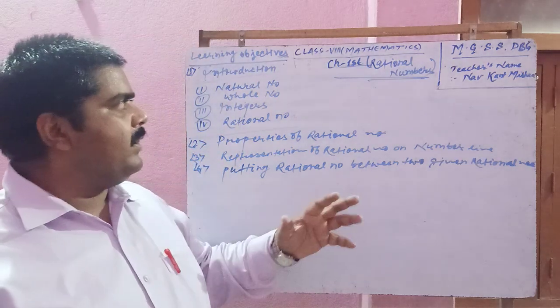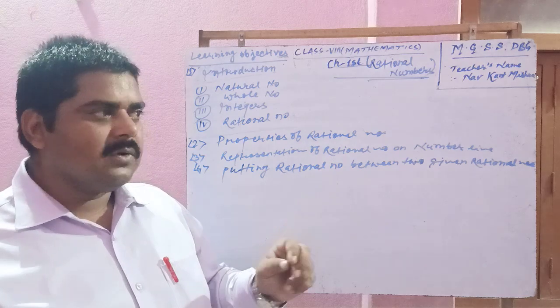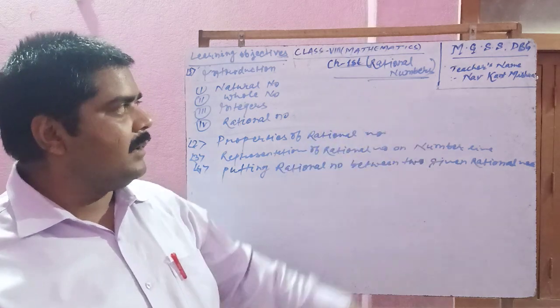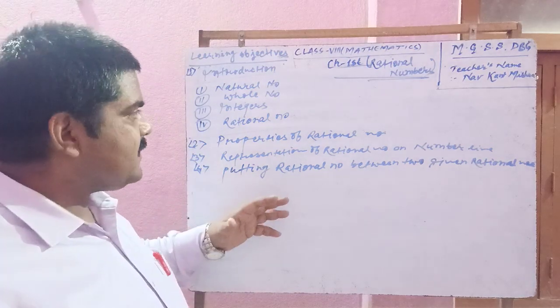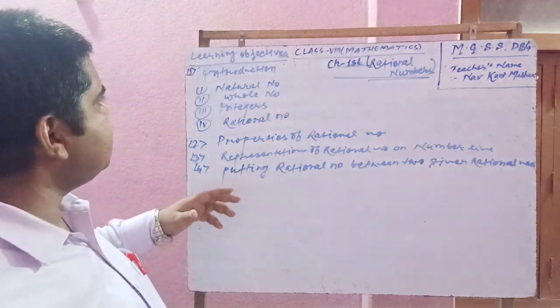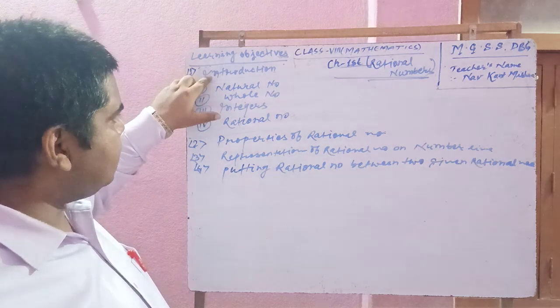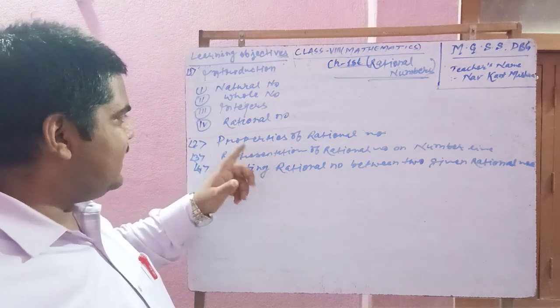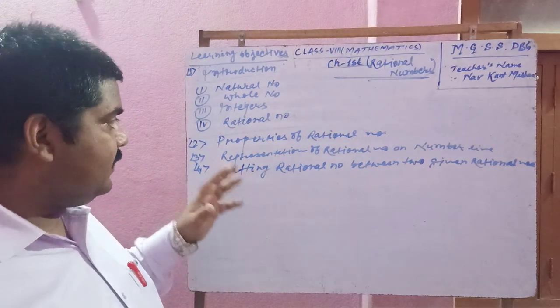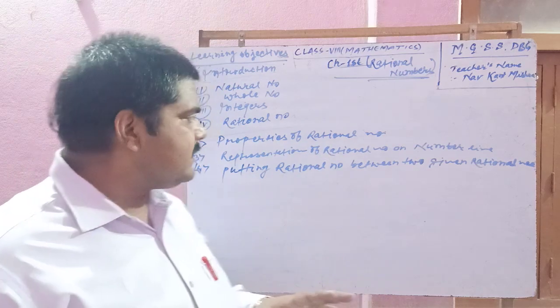Hello students, I am going to discuss the first chapter of mathematics of class 8, rational numbers. In this chapter you have to learn about the introduction regarding natural numbers, whole numbers, integers, and rational numbers. Then you have to learn the properties of rational numbers.